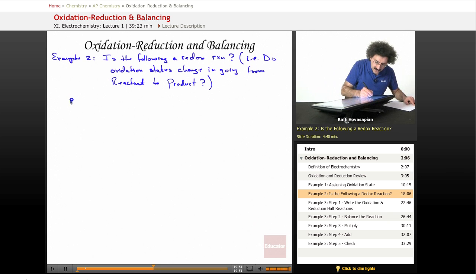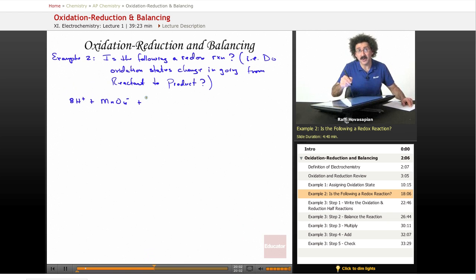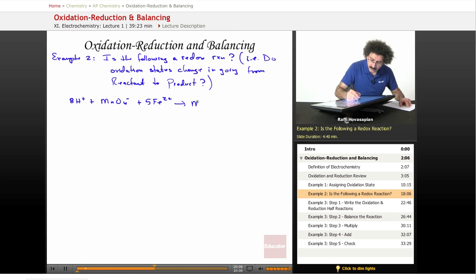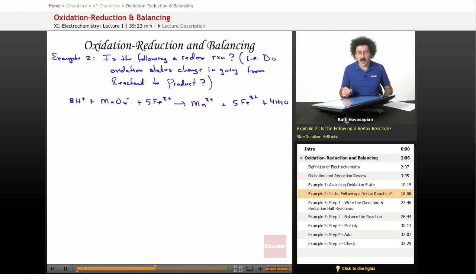Okay, so let's do 8H+, and don't worry about how this looks. It's a perfectly good equation. MnO4-. This is what I was talking about. Some of these can look really weird. Don't let the symbolism scare you. So you're presented with this equation and you're asked, is the following an oxidation-reduction reaction?